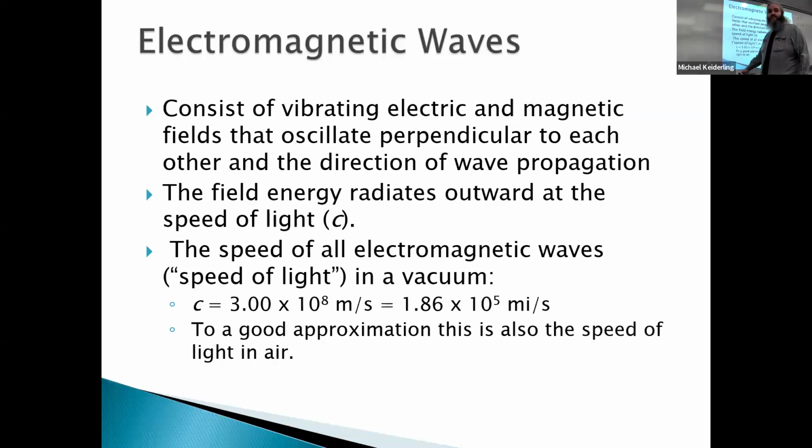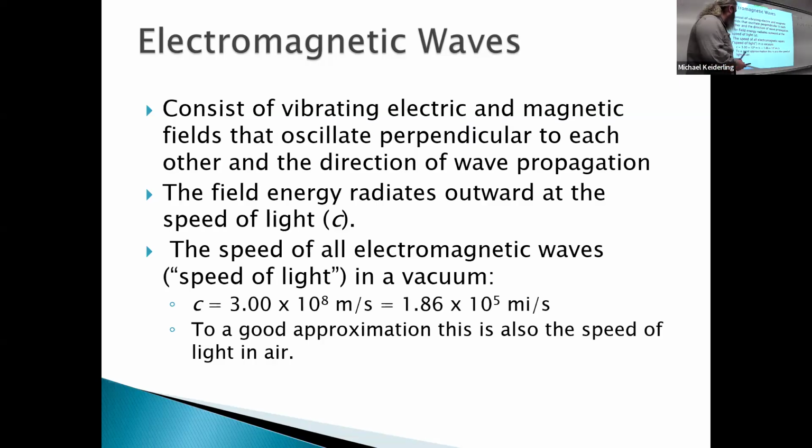Now, electromagnetic waves consist of vibrating electric and magnetic fields that will oscillate perpendicular to each other and perpendicular to the direction of wave propagation. The field energy will radiate outwards as fast as it can go, which is the speed of light. And the speed of all electromagnetic waves in a vacuum is the speed of light.